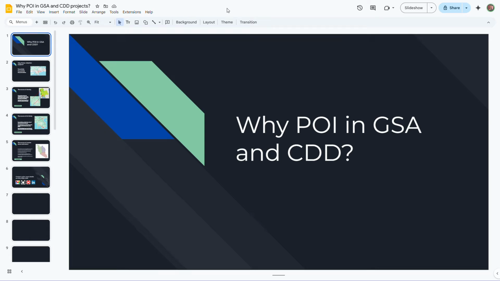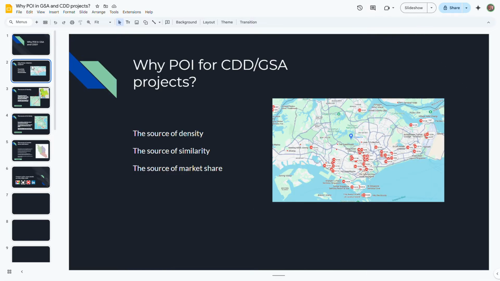Hi guys, let us see why POI, or points of interest, and why we need to use a point of interest, or POI, in GSA and in general CDD. Okay, so let us go to the point.